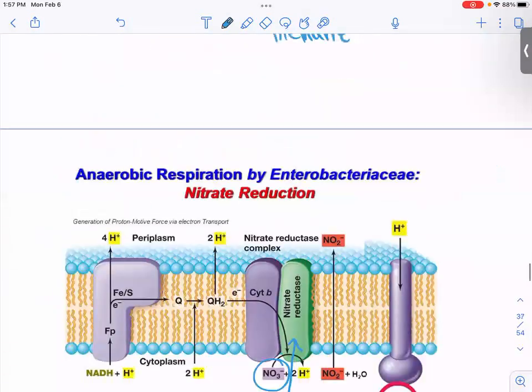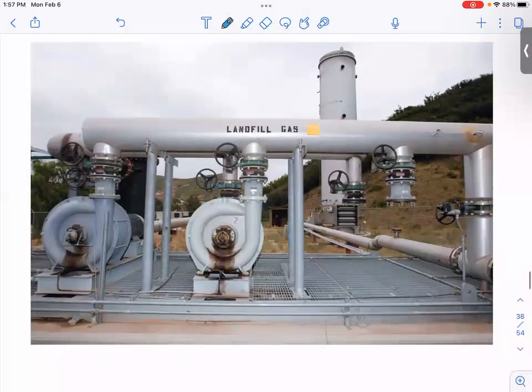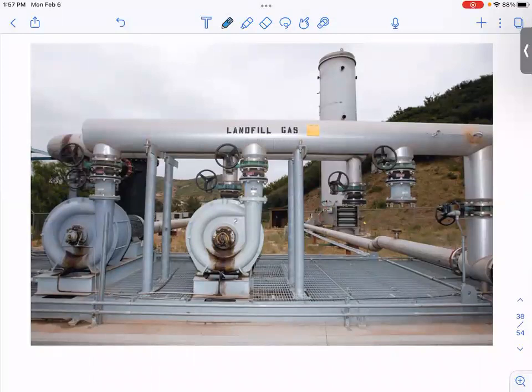Here's an example of how we can utilize organisms that make methane. Of course, in landfills, we're constantly covering up trash, lots of organic material. So there are anaerobic organisms that live deep in landfills. We have to have that vented properly because they're producing gases as an end product of their respiration. We can collect that gas and use it for electricity.